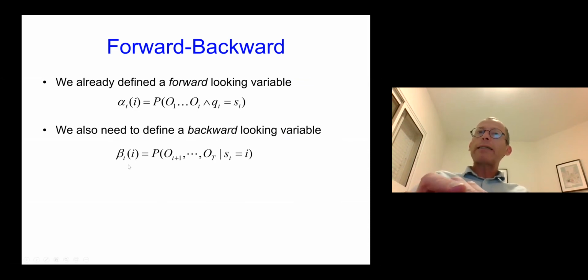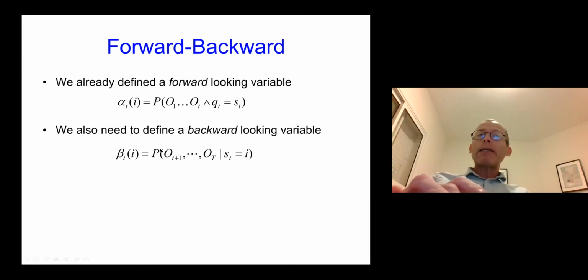Beta T of I is something we call backward. All of these alpha parameters are forward-looking because they go from O1 to OT, from 1 to T. This is going forward. Beta is a backward parameter. It goes from the last observation to T plus 1, basically. Just the definition. Again, I can define whatever I want.